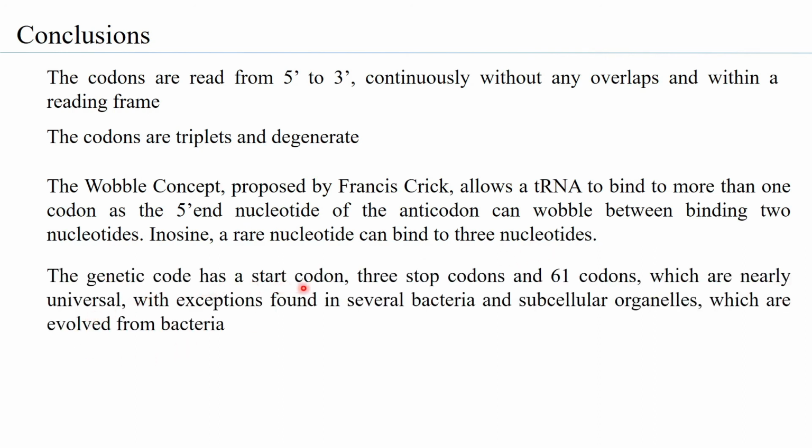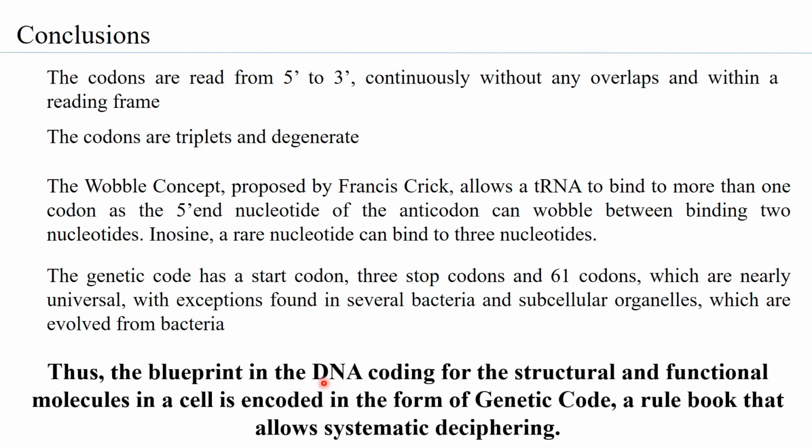The genetic code definitely has a start codon and three stop codons, and all the other 61 codons, rather 60 codons, because one of them is already a start codon, code together for all the amino acids, and are nearly universal, with exceptions found in several bacteria and subcellular organelles. Thus, the blueprint in the DNA coding for the structural and functional molecules in a cell is encoded in the form of the genetic code, a rule book that allows systematic deciphering to form a polypeptide.